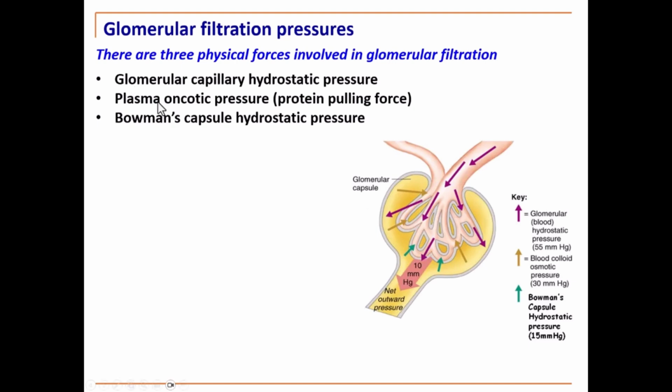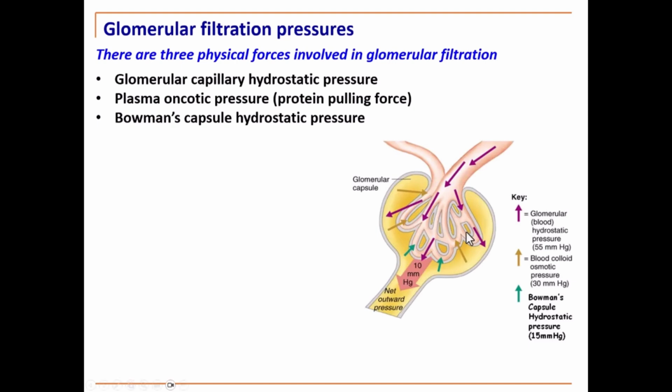You've also got your plasma oncotic pressure. Just like we talked about in the capillaries earlier, that is your protein pulling force. Remember, at these capillaries, protein doesn't get through. So there's lots of protein in our capillaries, but not in our filtrate. Therefore, water wants to move back into the capillaries themselves. That is your oncotic pressure, or your blood colloid osmotic pressure, as you'll sometimes see it. And that's 30 millimeters of mercury.